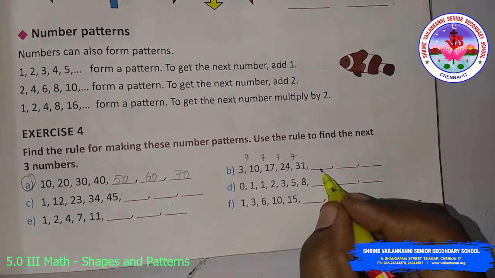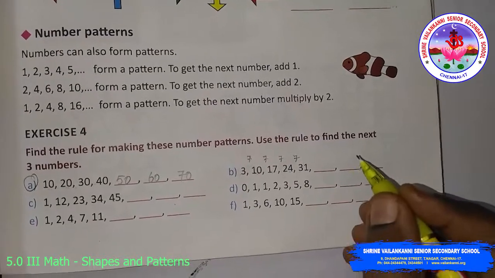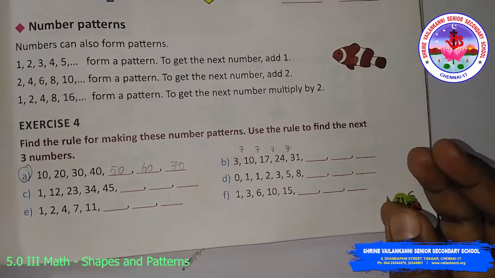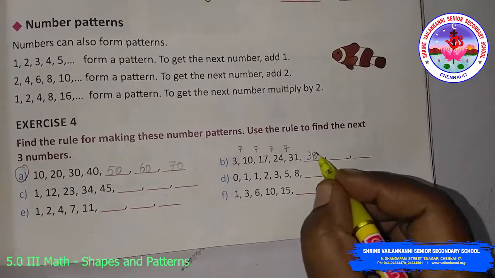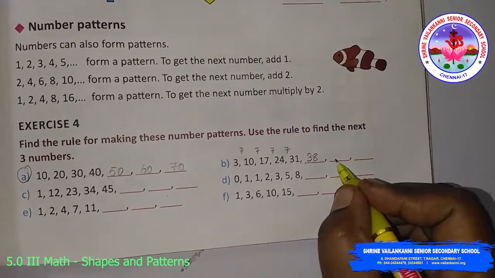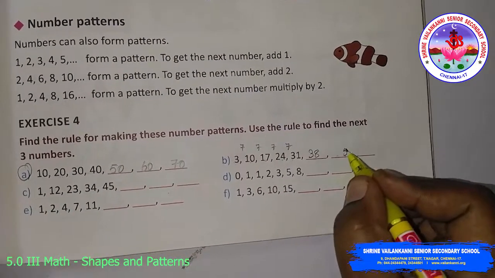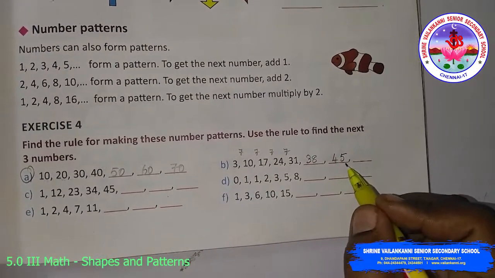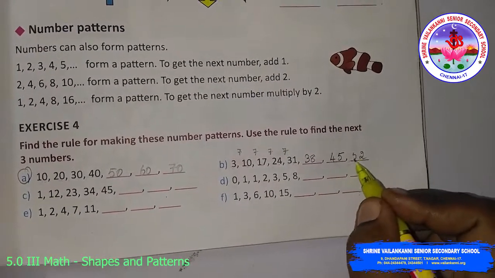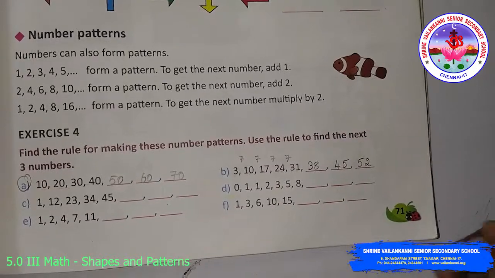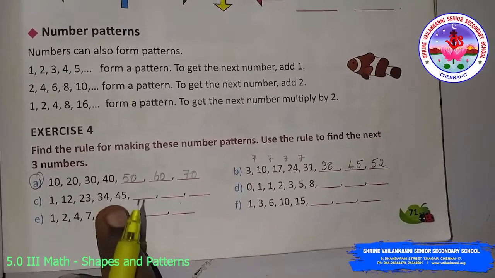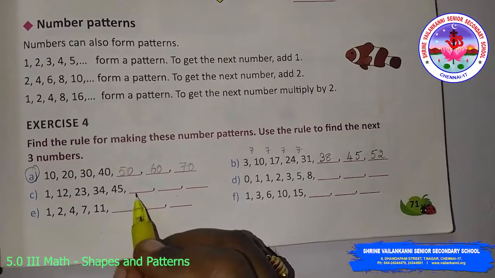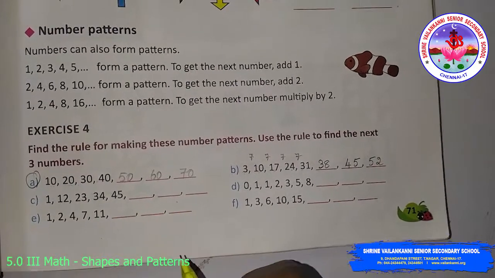So to find the next value, with this 31, we have to add 7 numbers. 31, 32, 33, 34, 35, 36, 37, 38. And then next 7 numbers if you add, you will get 45. So again with the next 7 if you add, 52. Okay. So likewise you have to observe the given numbers and find what is the difference and what is the pattern used, and then it will be very easy to fill the other dashes. Okay.